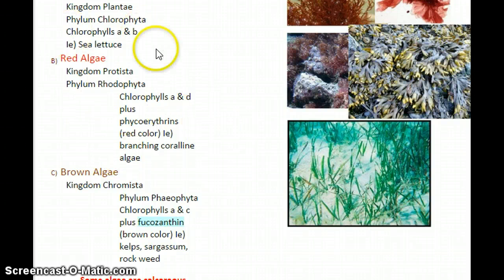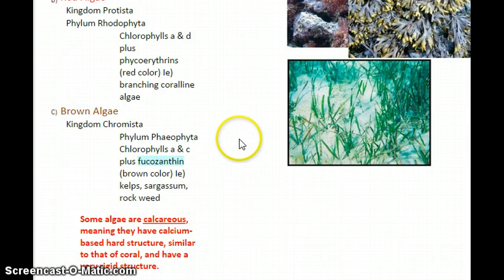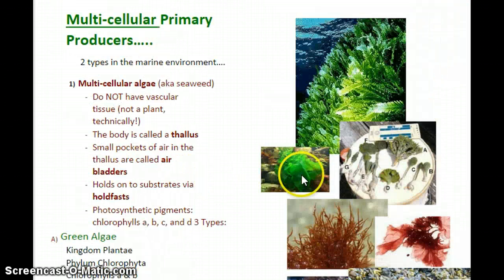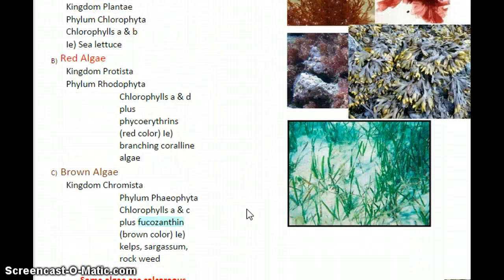So just know the three types, know that they are in three separate kingdoms and that their chlorophylls differ. That's kind of the important thing. So some algae are calcareous, meaning they have a hard structure underneath, and some of them can have a rigid structure, making them look a lot like coral. So I'm going to go back up to these right here. These are calcareous hard algae.